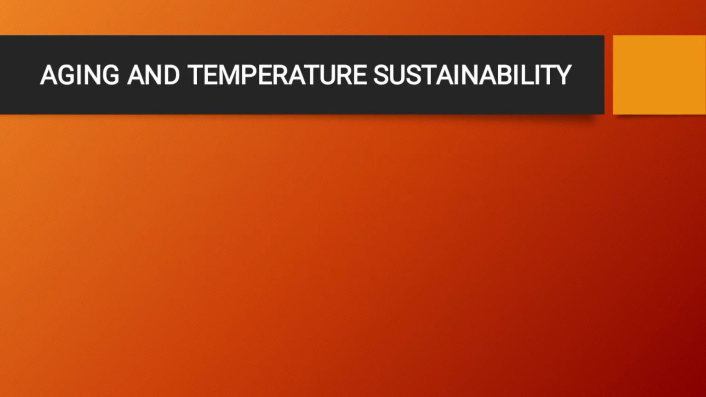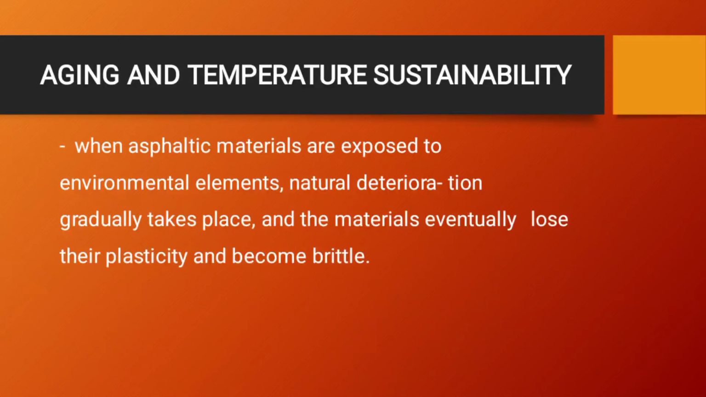Next, properties of asphalt materials is the aging and temperature sustainability. So, when asphaltic materials are exposed to environmental elements, natural deterioration gradually takes place and the materials eventually lose their plasticity and become brittle. This change is caused primarily by chemical and physical reactions that take place in the material.